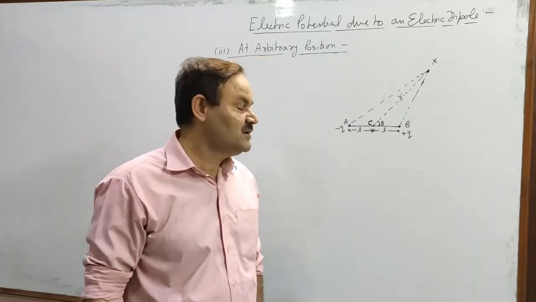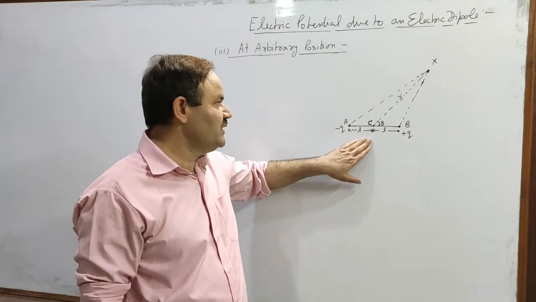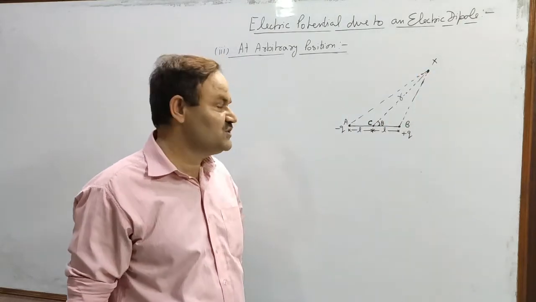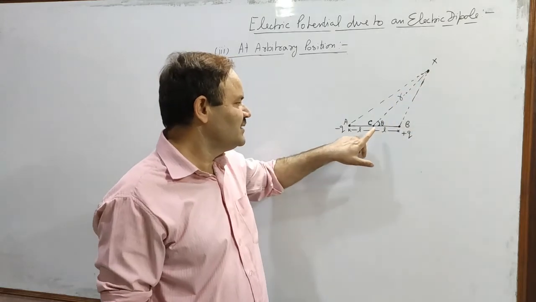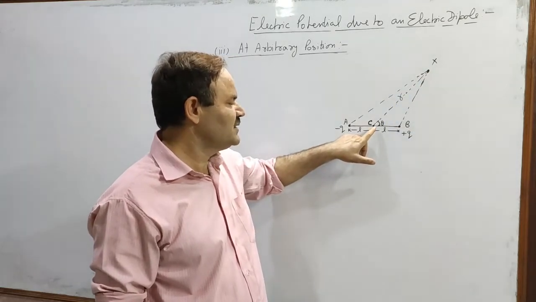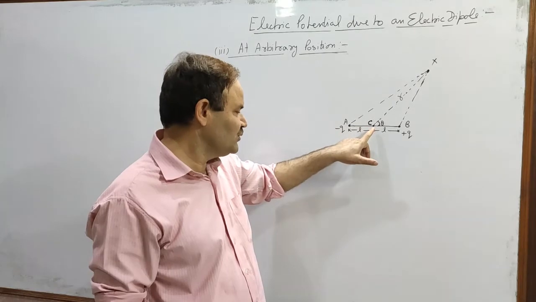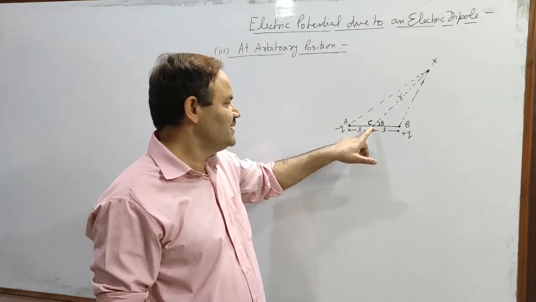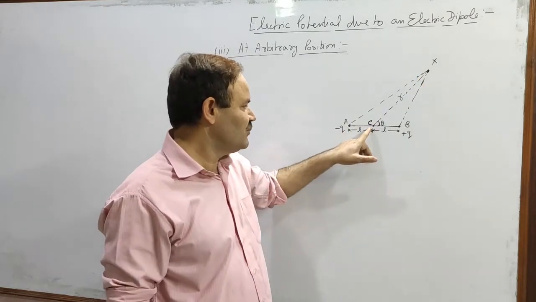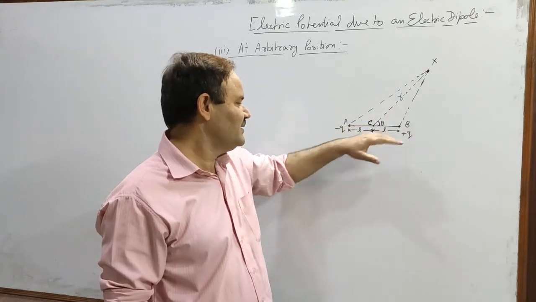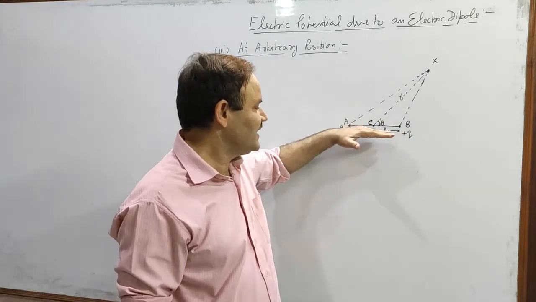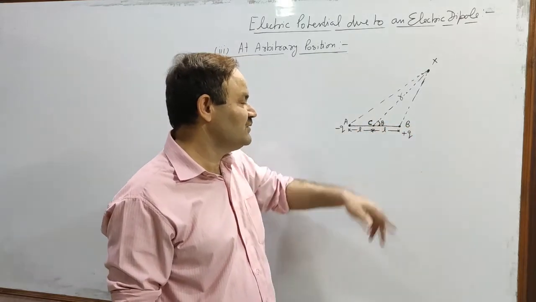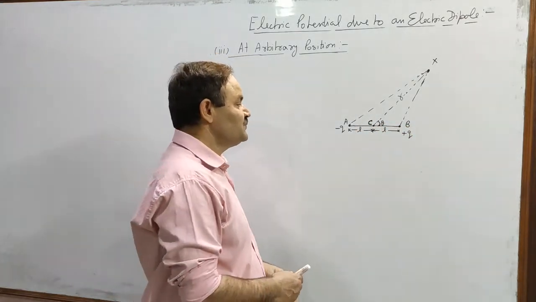Now we will find electric potential due to the dipole at an arbitrary position X. For this arbitrary position X, we have the polar coordinates with respect to point C. The distance of X from point C is r, and that is making an angle theta with the direction of the electric dipole moment of the dipole.